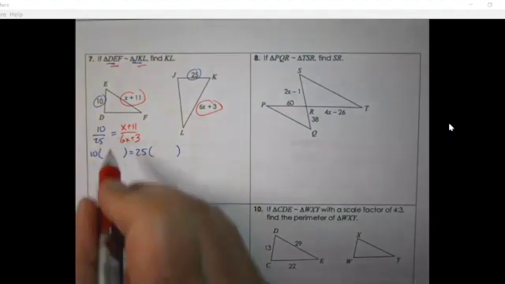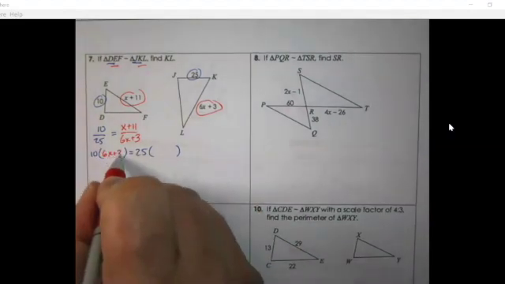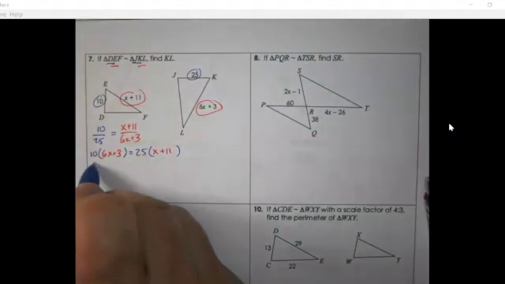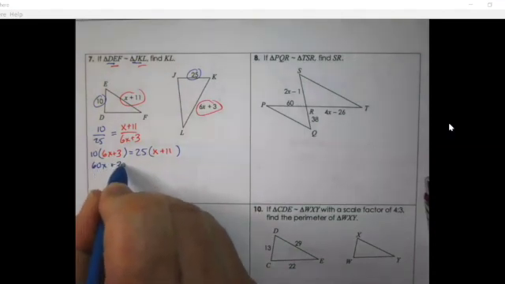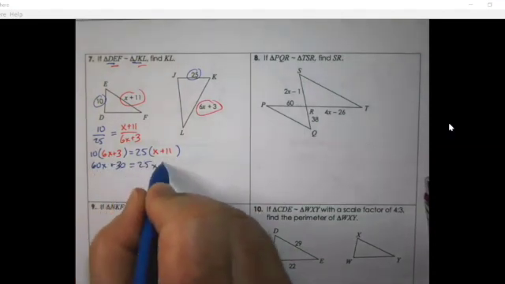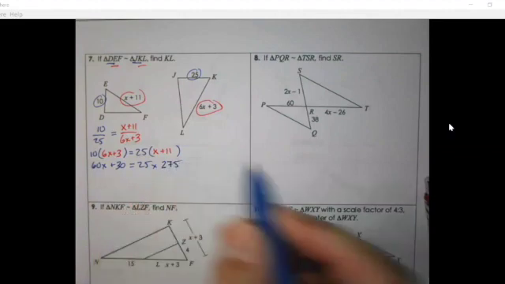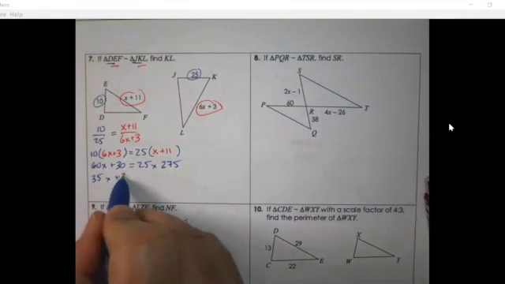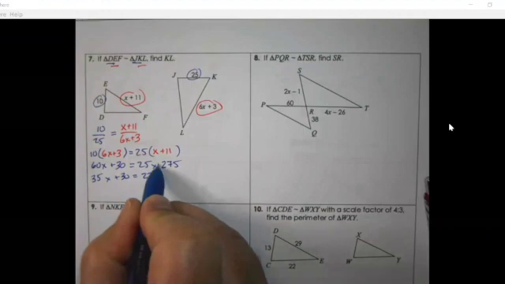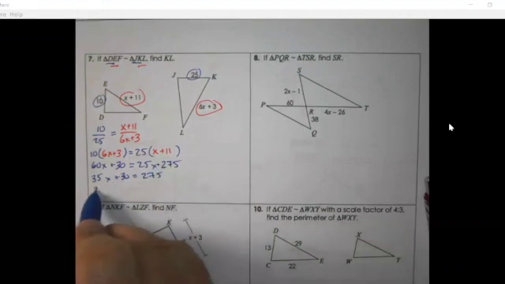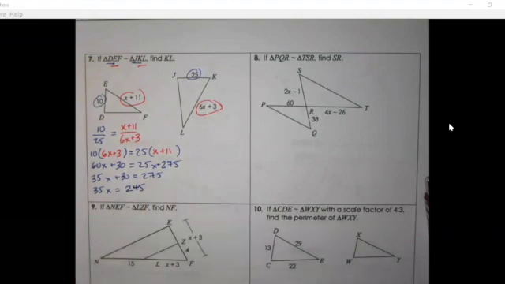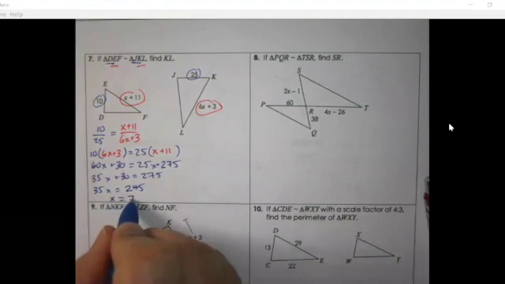Using cross multiplication, I can say that 10 times 6x plus 3 equals 25 times x plus 11. So 60x plus 30 equals 25x plus 275. I'll subtract 25x to get 35x plus 30 equals 275. Subtract 30, 35x equals 245. 245 divided by 35, x equals 7.